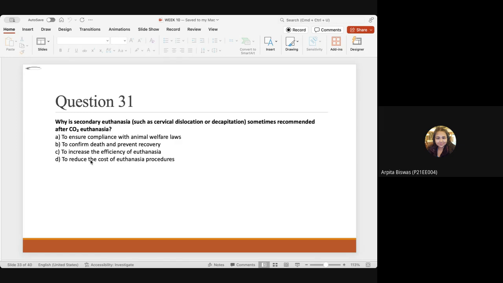Second option, to confirm death and prevent recovery. Option C, to increase the efficiency of the euthanasia. And option D, to reduce the cost of euthanasia procedures. Option D, to reduce the cost of euthanasia procedures.